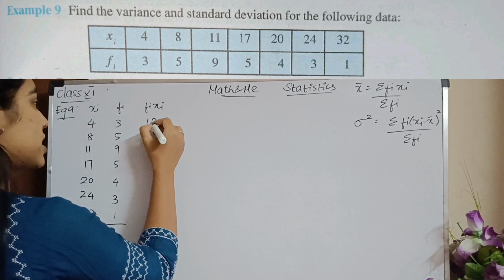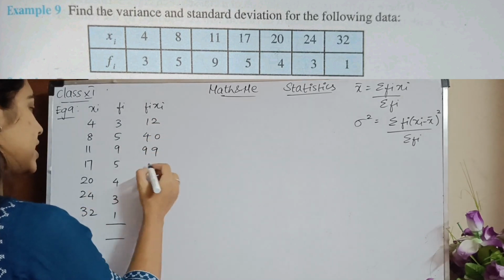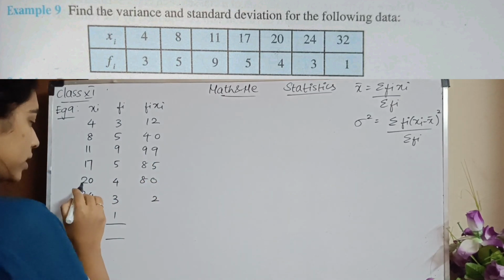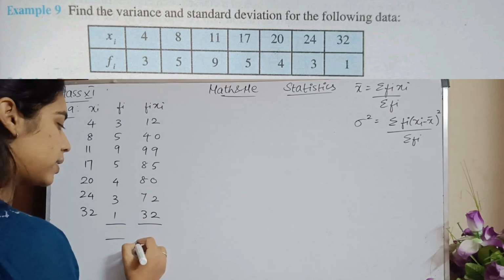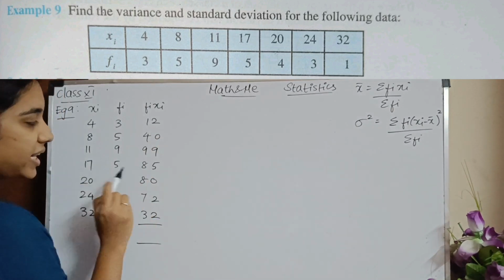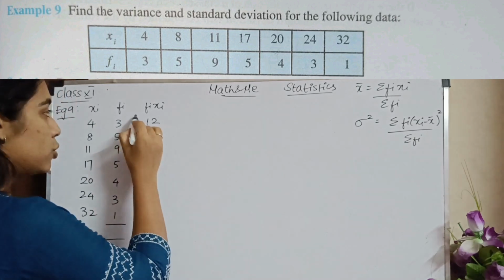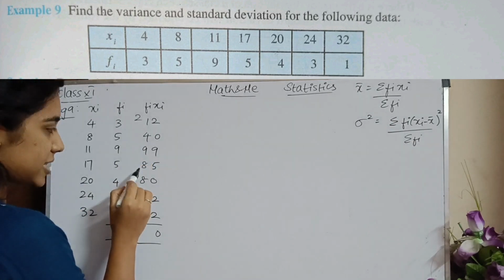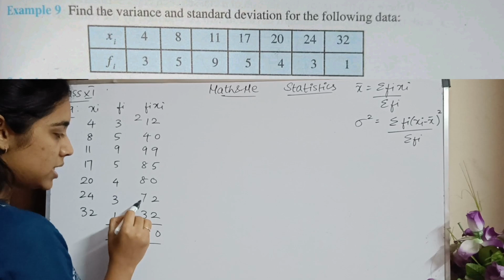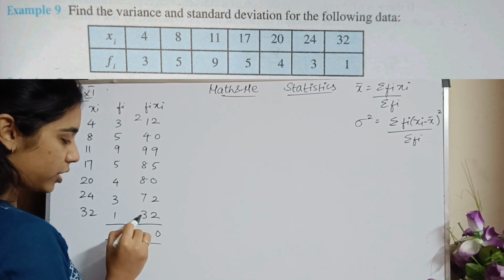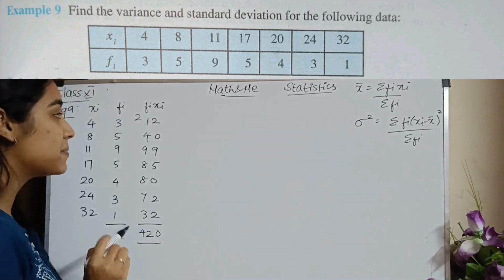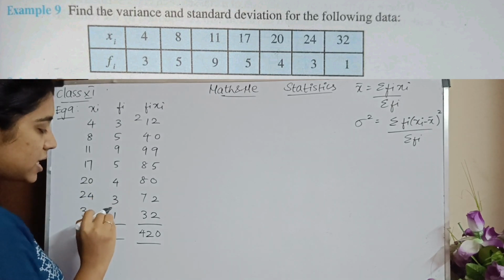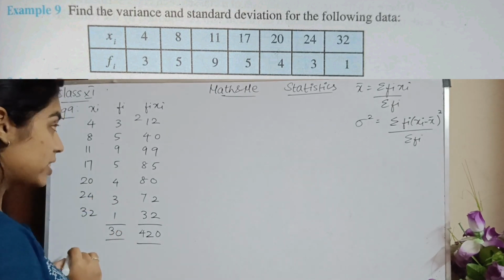So fi xi: 4 3s are 12, 8 5s are 40, 9 9s are 81, 7 5s are 35, 5 1s are 5, 4 2s are 8, 4 3s are 12, 2 3s are 6. So I need to add this also. So what do I get? The sum is 420. Then sigma fi is 3 plus 5 is 8, 8 plus 7 is 15, plus 5 is 20, up to 30. This is my sigma fi.